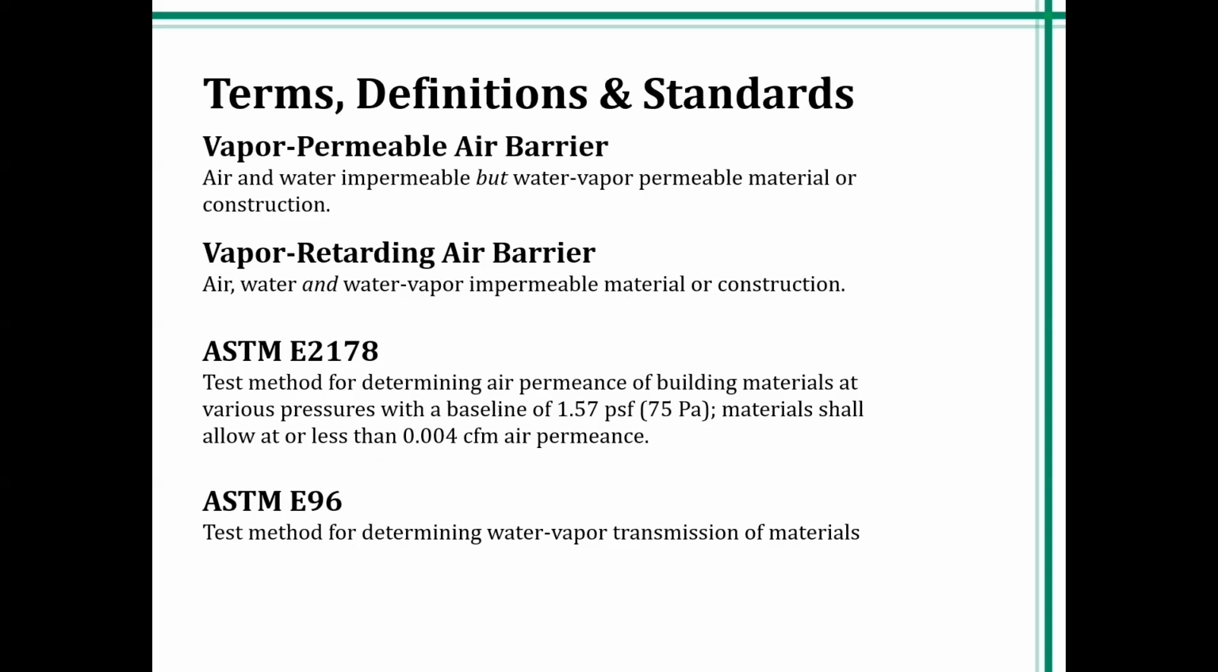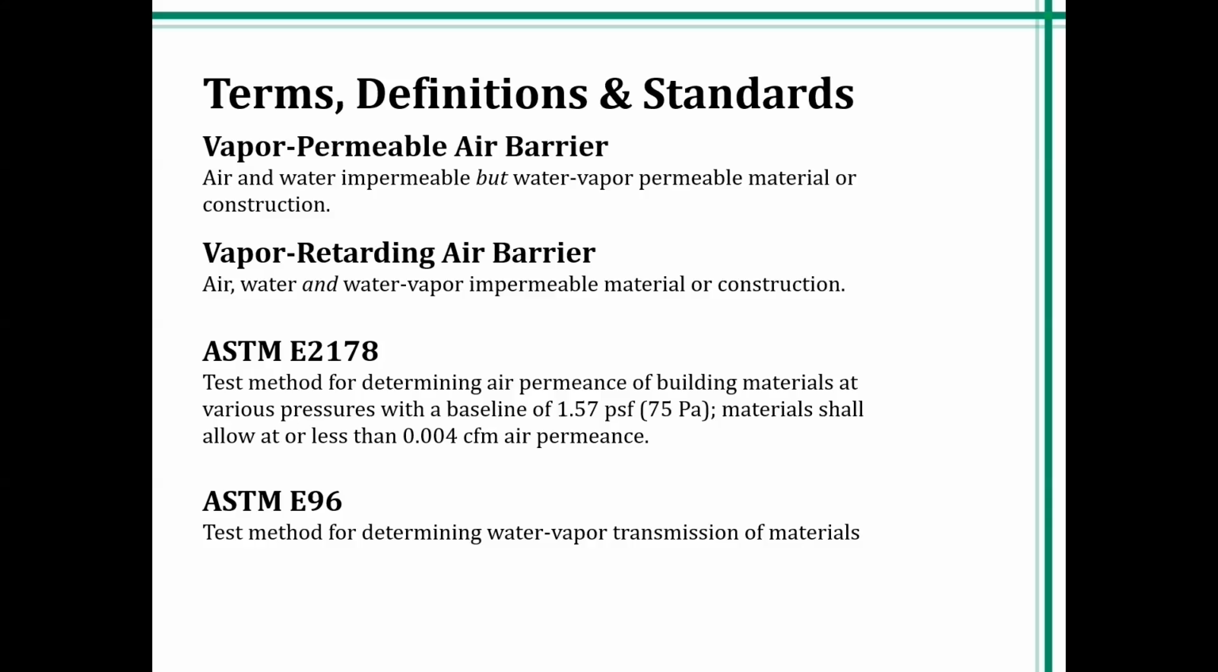Vapor retarding air barrier, i.e. a non-permeable air barrier, is any material that is air, water, or water vapor impermeable. I'm holding up a piece of below-grade vapor barrier, as we generically refer to them. This is just one example. Of course, there are air barriers in either sheet form or liquid form, a lot of them composed of rubberized asphalt. These are also vapor-retarding air barriers.